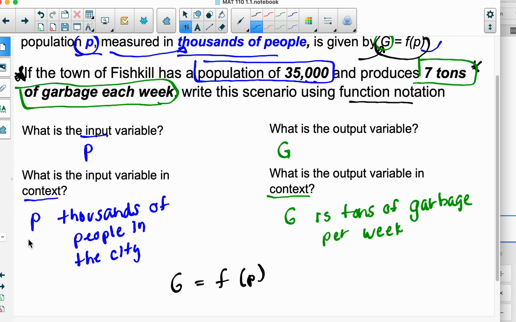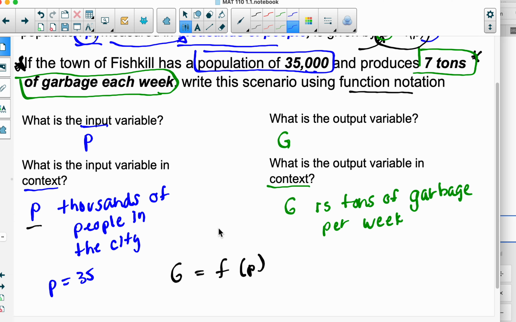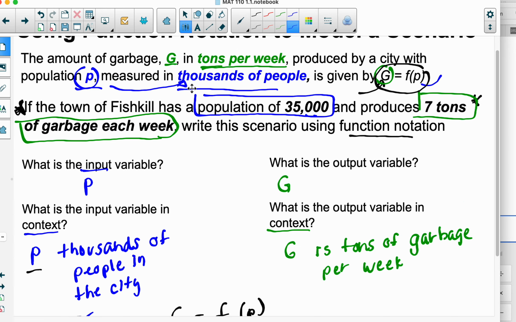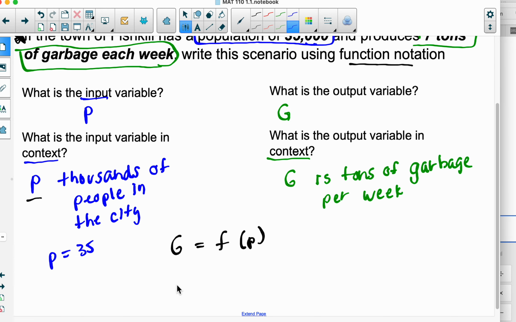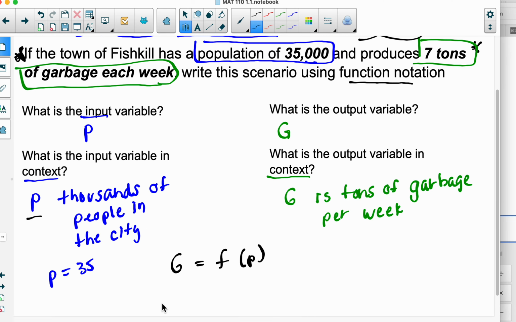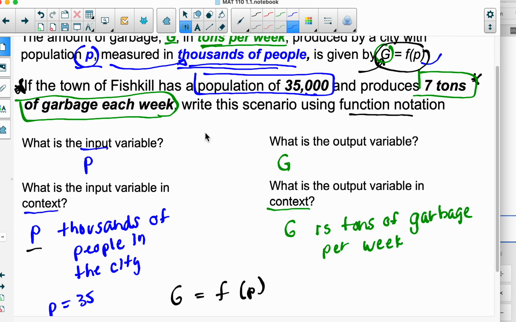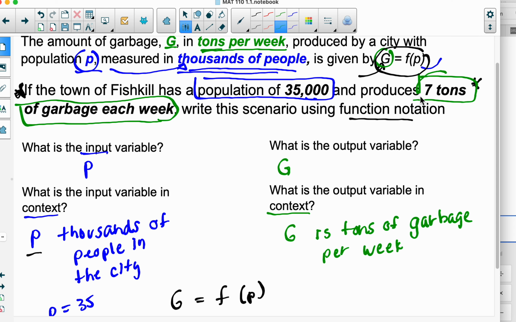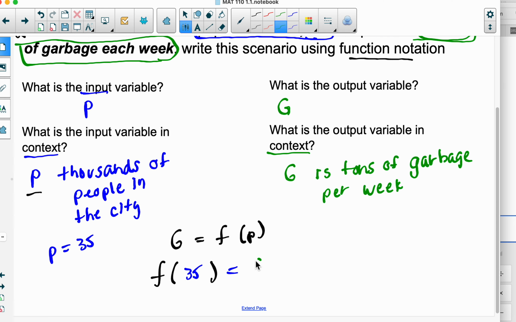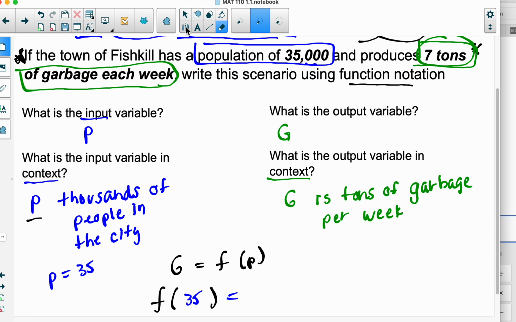Well, I know that I have to write P in thousands of people, so I have 35,000. So I would actually write that as P equals 35, okay? Because when I write this by definition in function notation, I'm only representing how many thousands of people. So I would say F of 35 is equal to, and then G is 7 tons of garbage each week, equals G. And I know in this case that G is 7 tons.